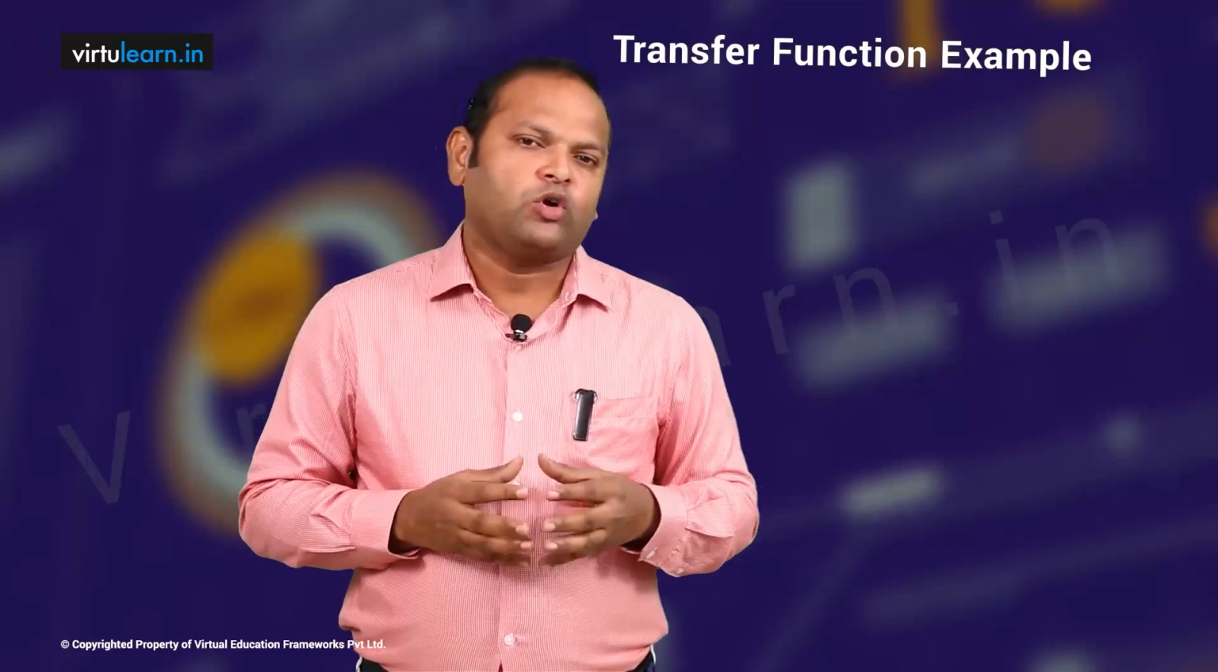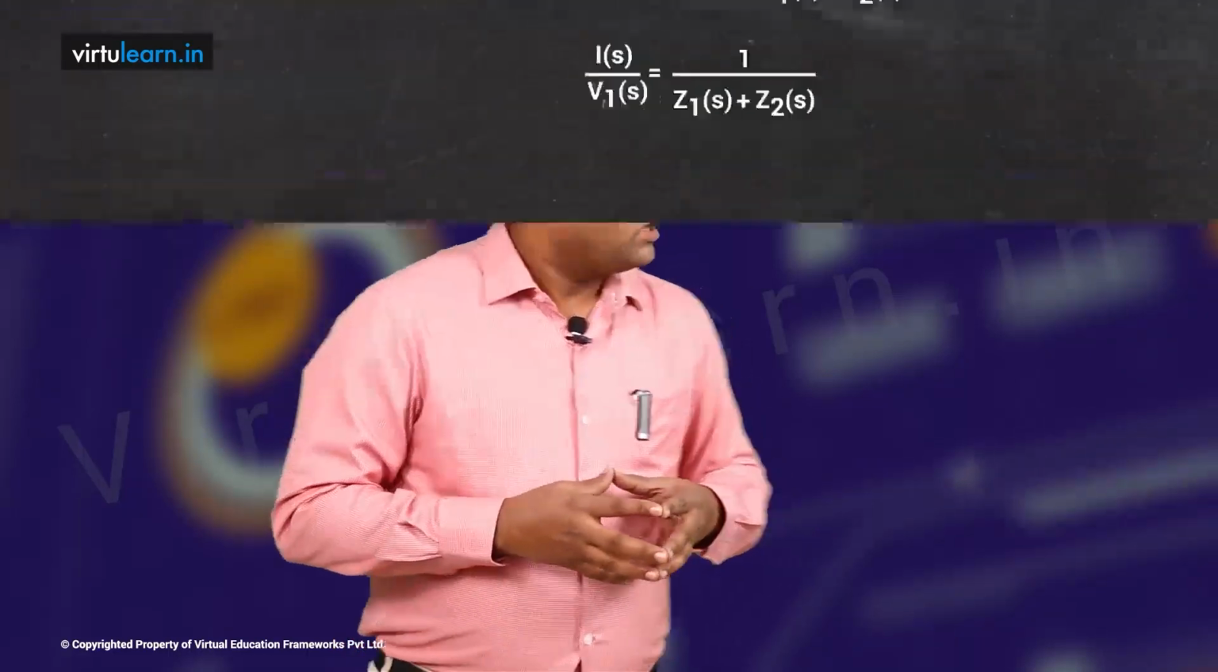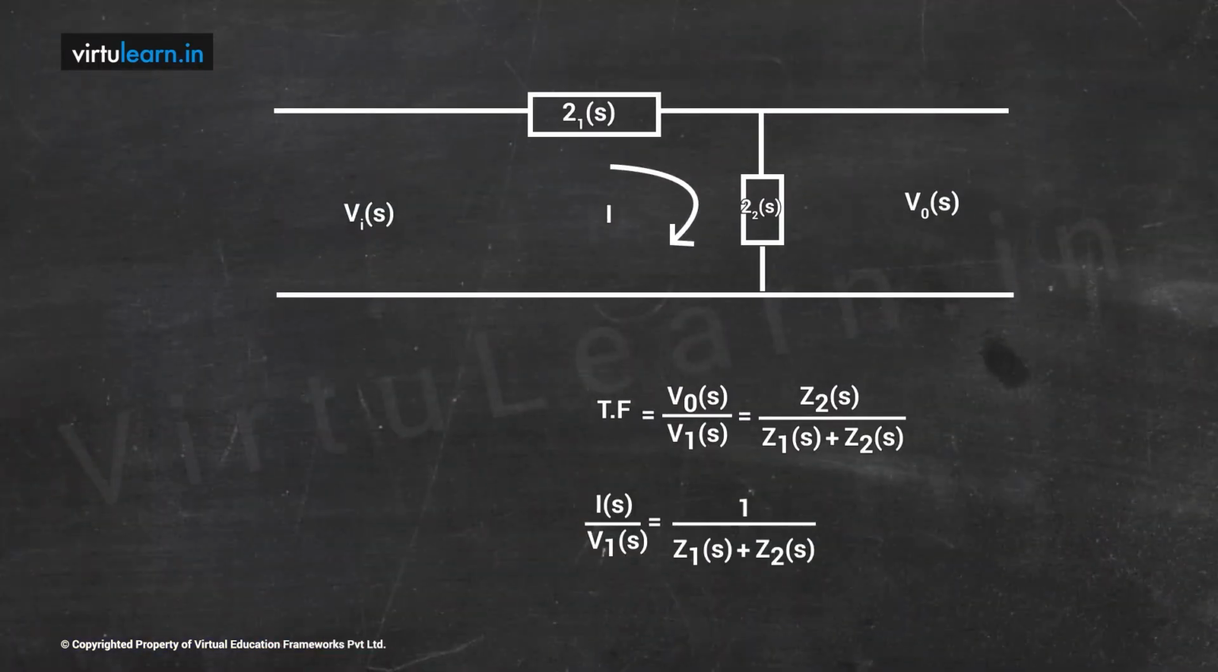So let us take one example and see how we can model the transfer function. Let us take one electrical system, in this case with a resistance R and a capacitor C connected in series, where the input is Vi and the output is V0. The output is nothing but my capacitor voltage.